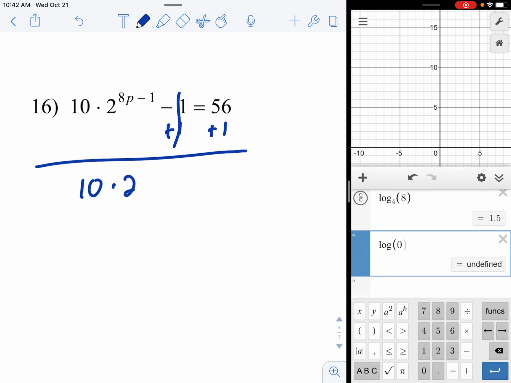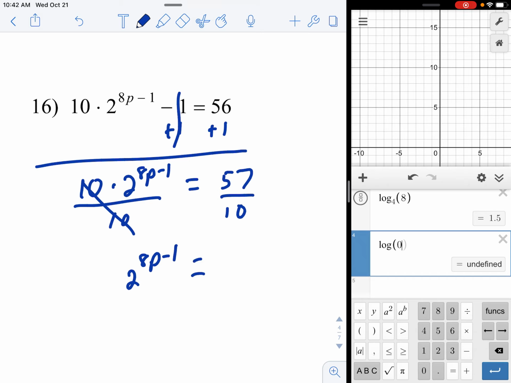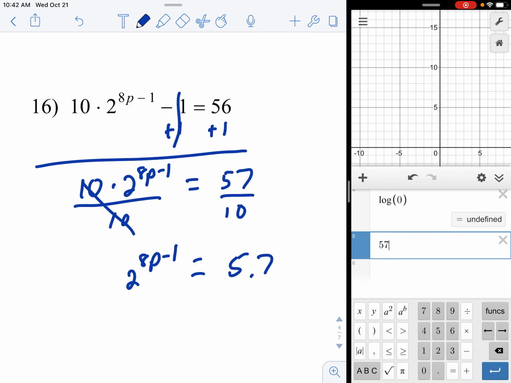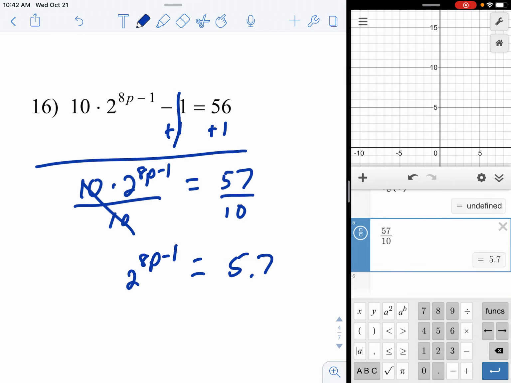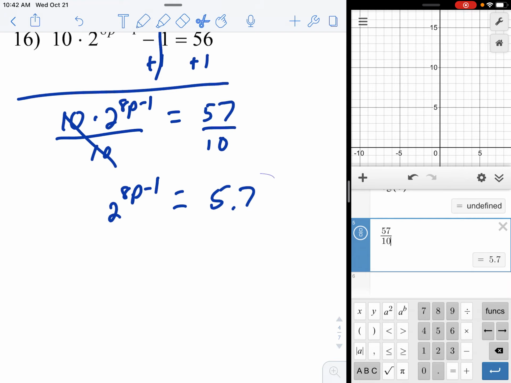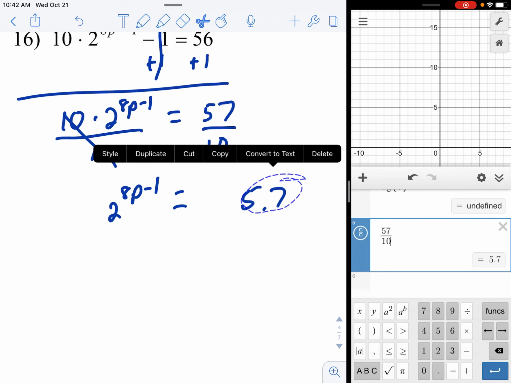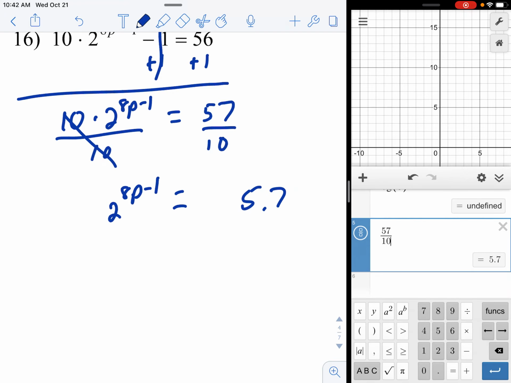10 to the 8p minus 1 equals 57. Divide both sides by 10. 10 to the 8p minus 1 equals 5.7. You know that, right? 57 divided by 10 is 5.7. Now, this is where I should have left a little space because we need to cancel out a base.